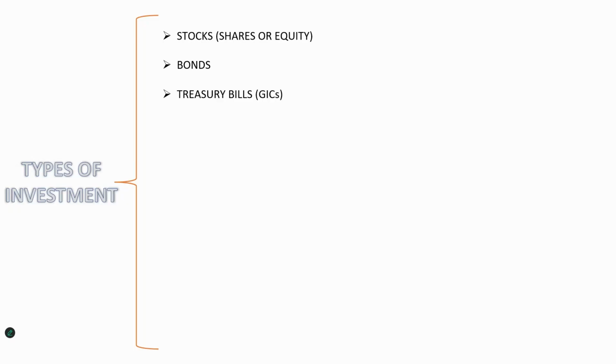that you lend money to the government. It could be the provincial government, it could be the federal government, it could be any different government body. And if you lend money to the government, it's going to be called treasury bills or GIC.